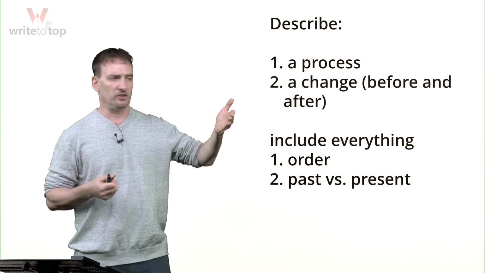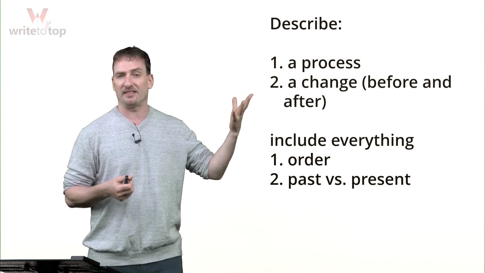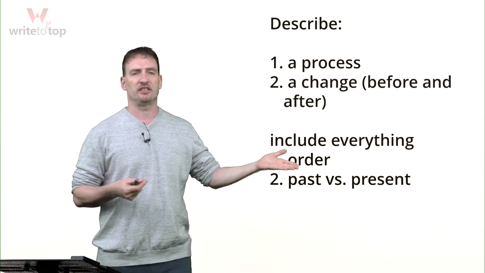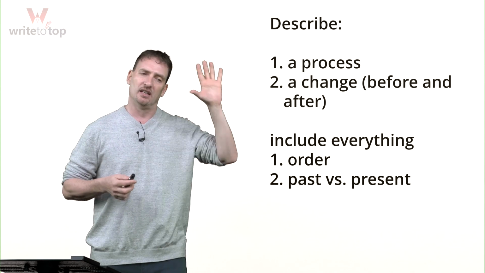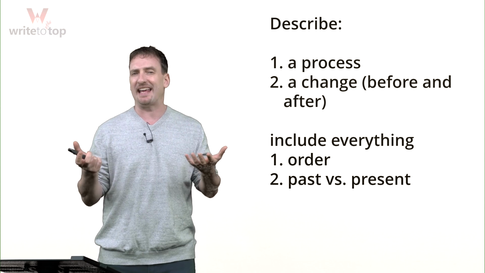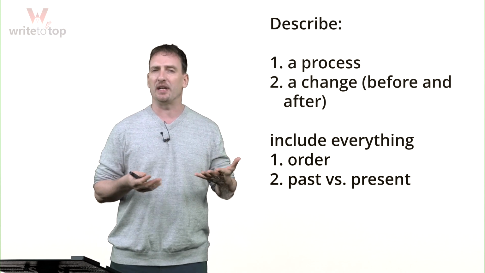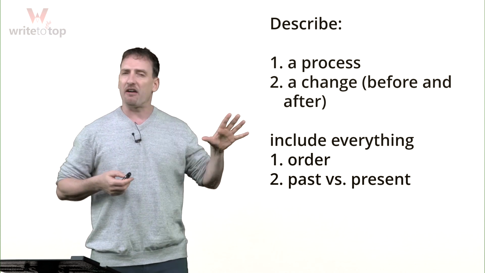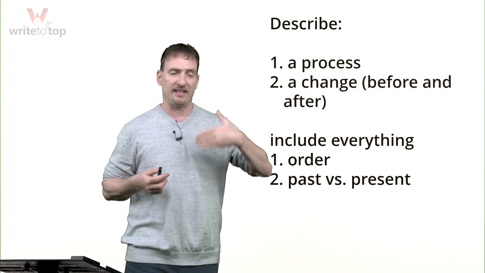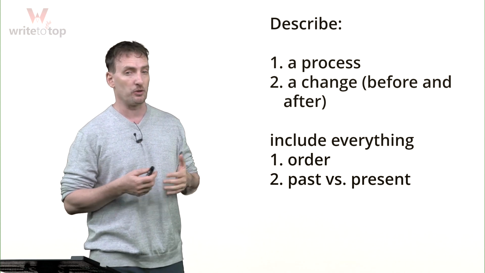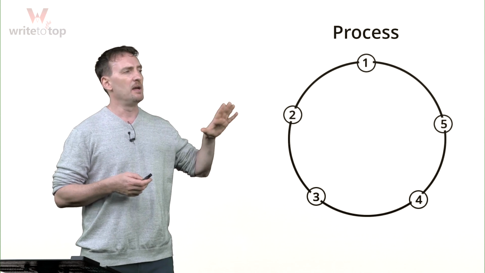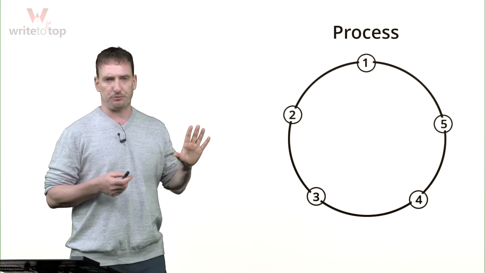In the process, the main thing you need to focus on is the order, first, second, third, fourth. And in a change, you're going to just do a comparative, past, present. Talk about the past, talk about the present. Because there's nothing that will stand out, you're basically going to include everything. I guess the hardest part of this type of infographic is getting enough words, getting above the 150 words. So I'm going to show you a sample task, but first, a quick word about process.